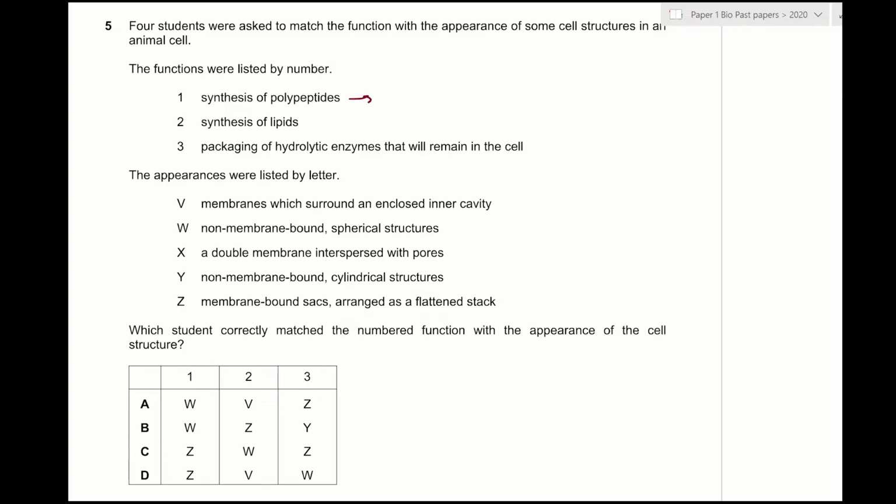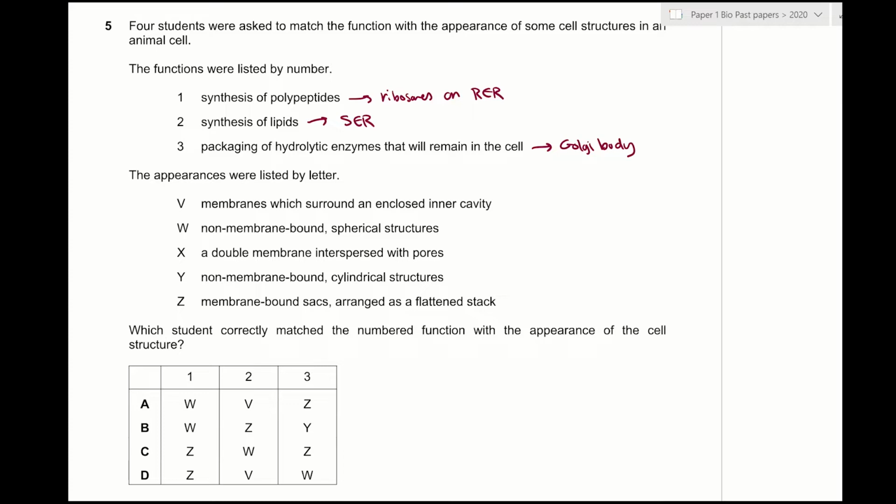As we all know, what synthesizes polypeptides are going to be ribosomes on rough endoplasmic reticulum. Now, 2. Synthesis of lipids. As we all know, what synthesizes lipids and steroids such as cholesterol is going to be the smooth endoplasmic reticulum. 3. Packaging of hydrolytic enzymes that will remain in the cell. As we all know, after synthesis of polypeptides in the rough endoplasmic reticulum, they are packaged into vesicles and moved to the Golgi body for modification and packaging. So what packages and modifies these proteins is going to be the Golgi body.